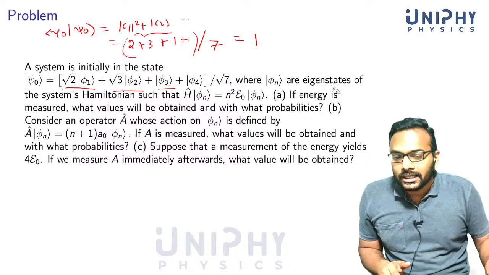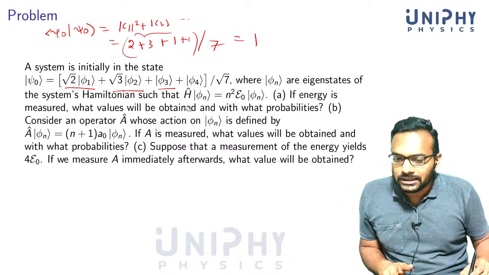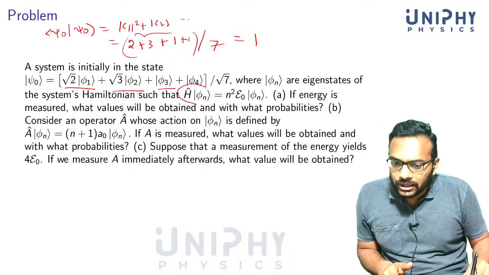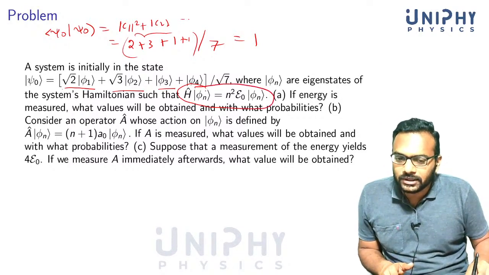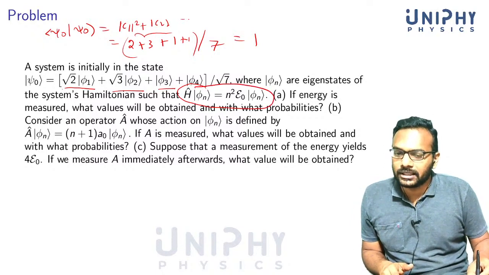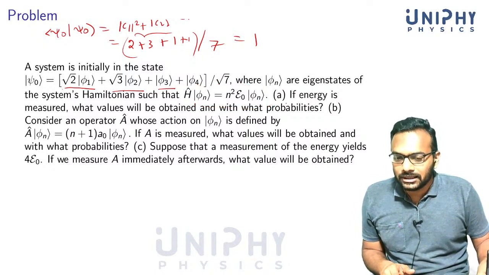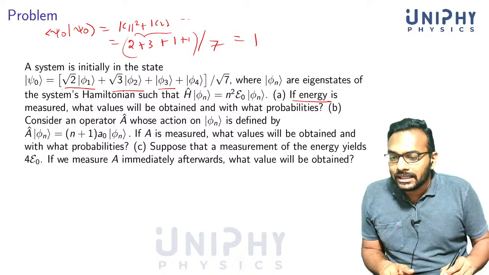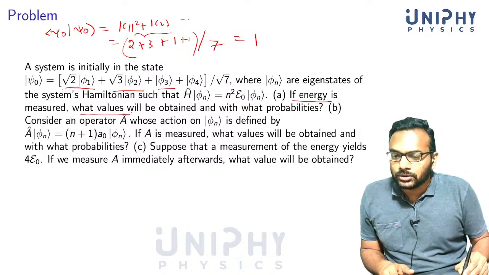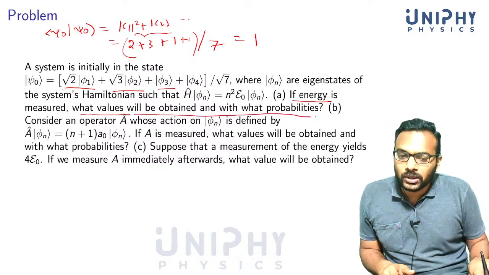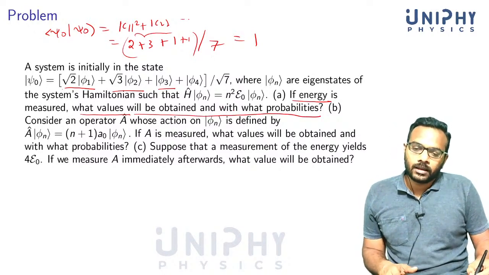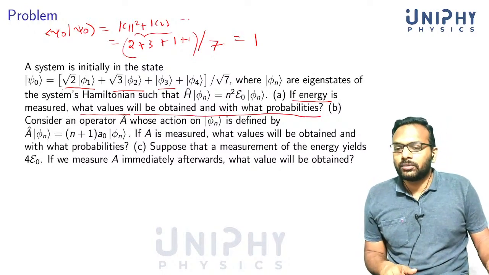Now, phi n are eigenstates of the system's Hamiltonian such that, so this is the eigenvalue equation, these are the eigenvalues of the Hamiltonian: H cap phi n equal to n squared epsilon 0 phi n. Now the first part of the question is, if energy is measured, what values will be obtained and with what probabilities? What energy values will be obtained and with what probabilities?